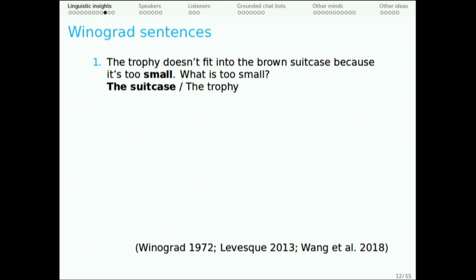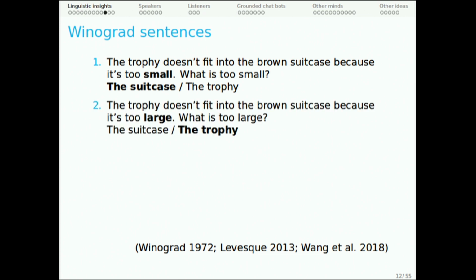And the reason you're able to do that is because you have an ability to kind of simulate mentally what these objects are like and how they're related to each other, which is coming from the fact that you live in a physical world and you have a lot of these experiences. And so you're able to figure out that there it's the suitcase, whereas the trophy doesn't fit into the brown suitcase because it's too large. What's too large? There you resolve to the trophy. Again, via the same kind of reasoning about physical objects.